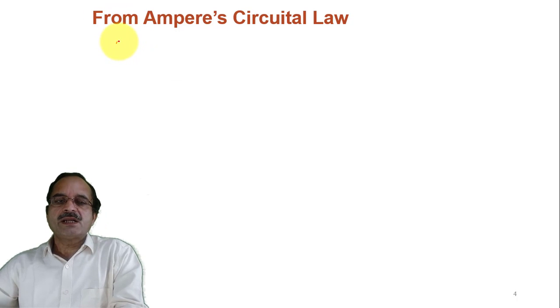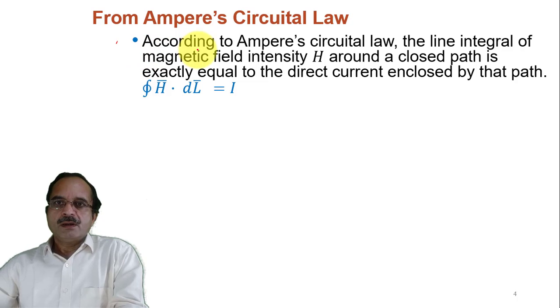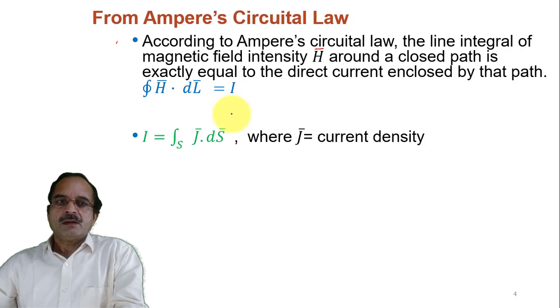The next equation is derived from Ampere's circuital law. Ampere's circuital law says the line integral of a magnetic field intensity H around a closed path is exactly equal to the direct current enclosed by that path. So mathematically this is line integral H dot dl is equal to I. Now the current I on the right hand side can also be written in terms of current density. So current I in terms of current density is the surface integral J dot ds.